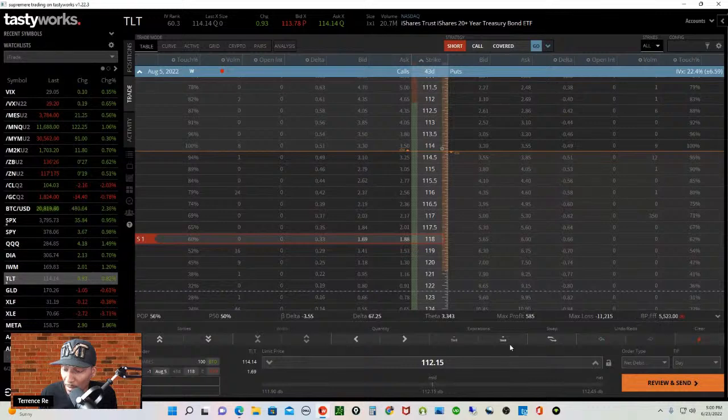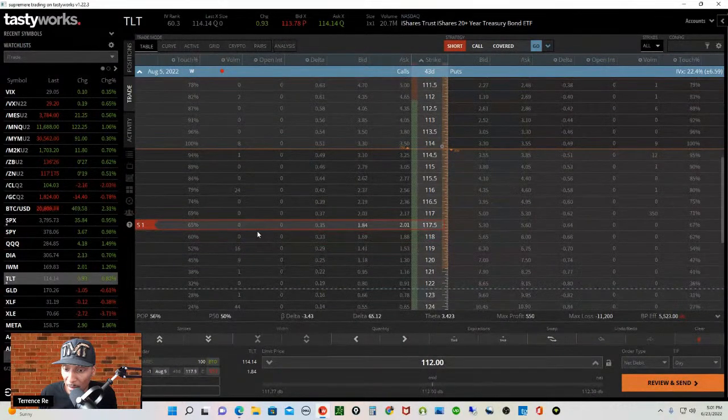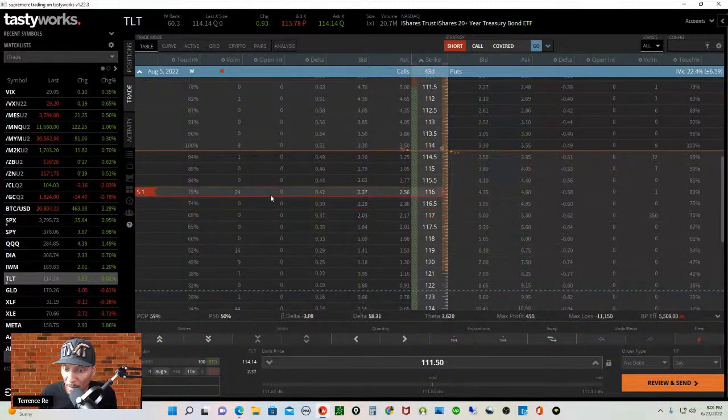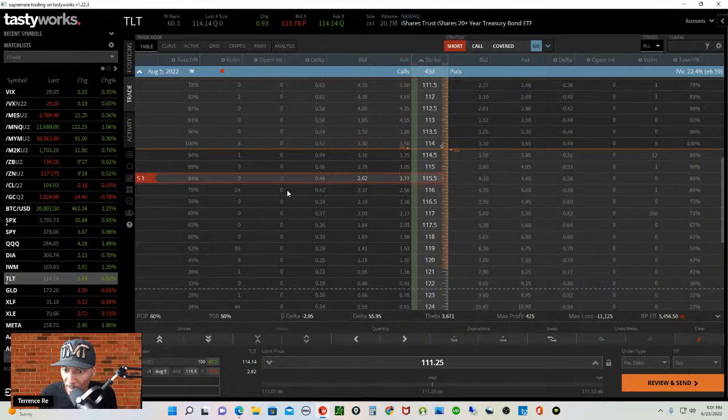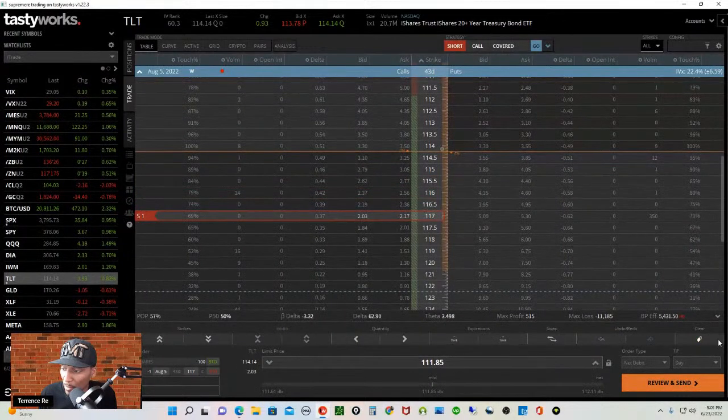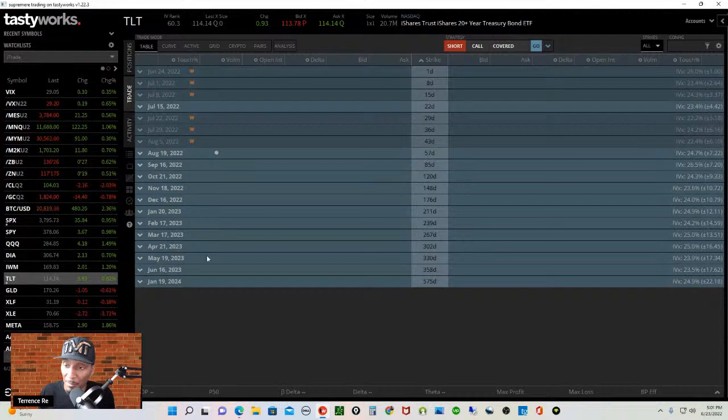Probability of profit is 56%. See how you see the probability of profit moving around? It's going up as I move the call that I'm selling against it. So it's just changing your percentages of making money. That's all. So that's the way that I did get long bonds.